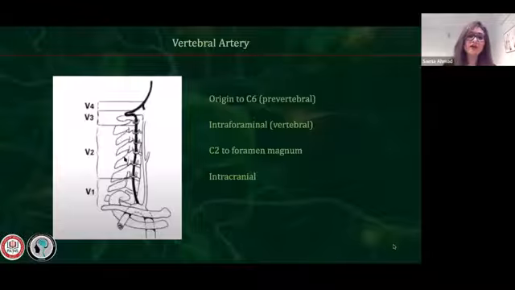Then we come toward the vertebral artery. The vertebral artery again has 4 segments. The first segment is the extraosseous segment. It is a small segment.